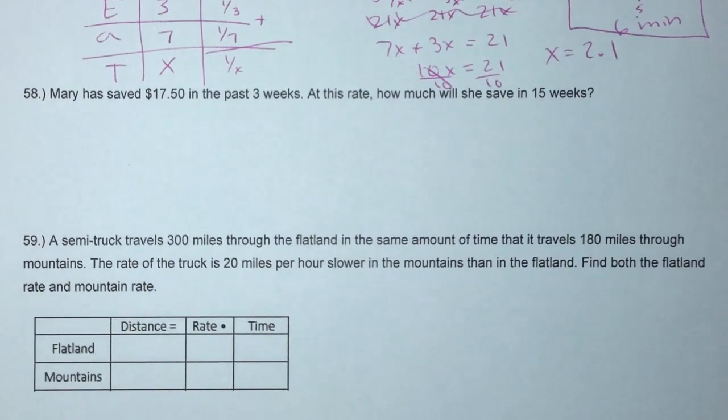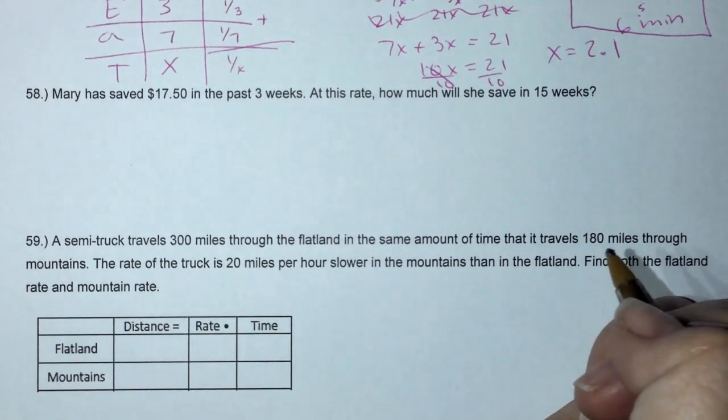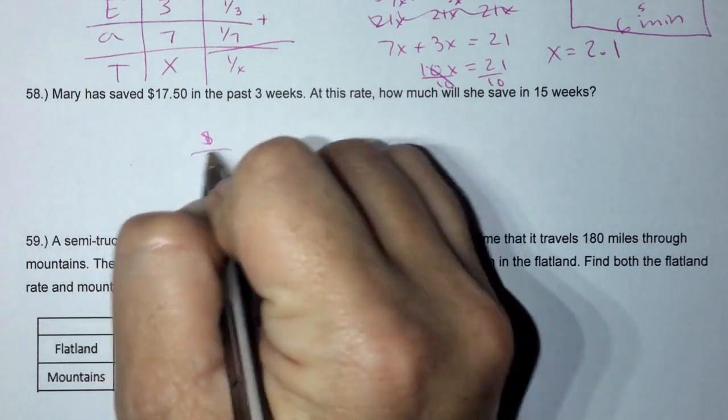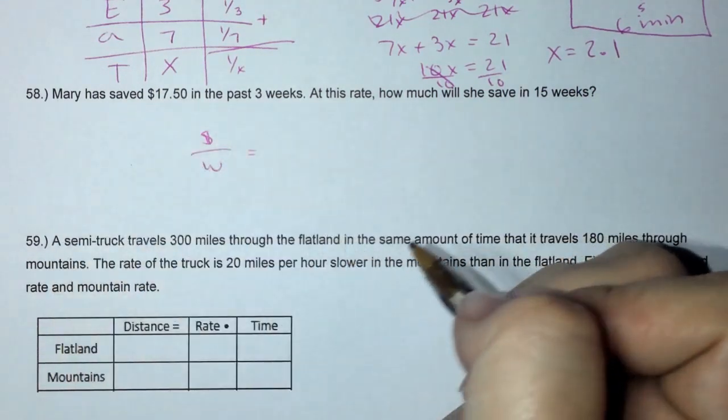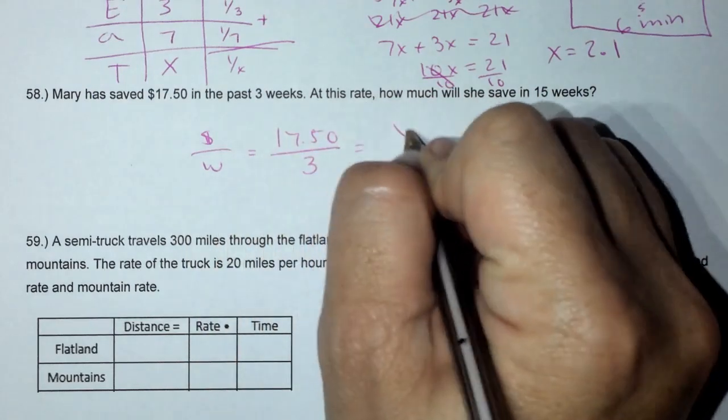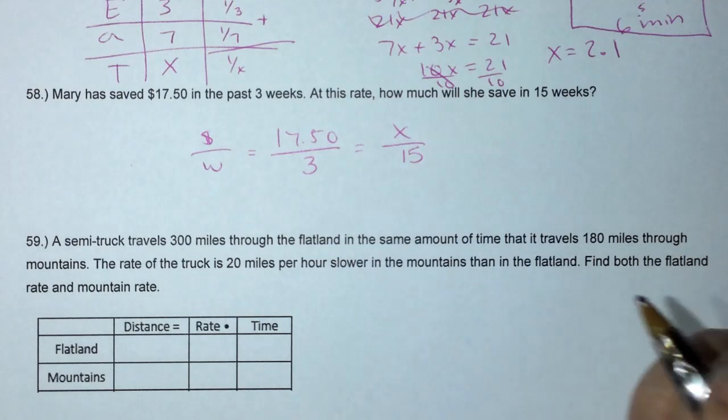Okay, Mary has saved $17.50 in 3 weeks. At this rate, how much will she save in 15 weeks? So we're going to have money over weeks. We're going to use proportions. So $17.50 in 3 weeks equals how much in 15 weeks?